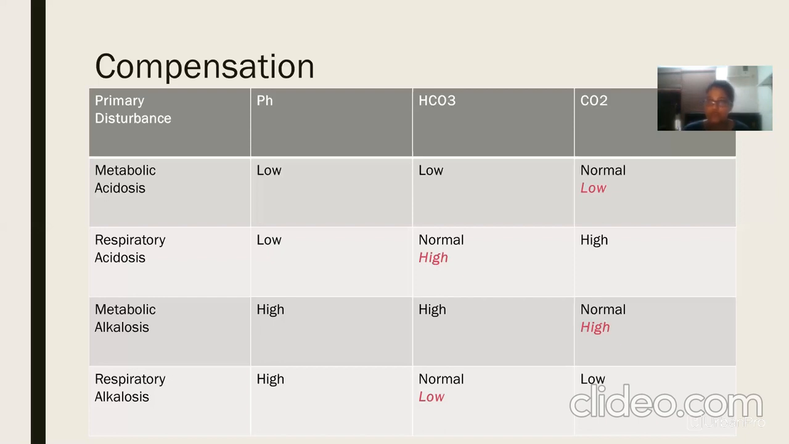A compensated person is less scary than an uncompensated person. But that's the key. If you have a compensatory response and the pH is not in the normal range, you have partial compensation. If the person is compensating and the pH is in the normal range, you have a fully compensated person. So that is what compensation in metabolic acidosis, alkalosis, respiratory acidosis, alkalosis is all about.